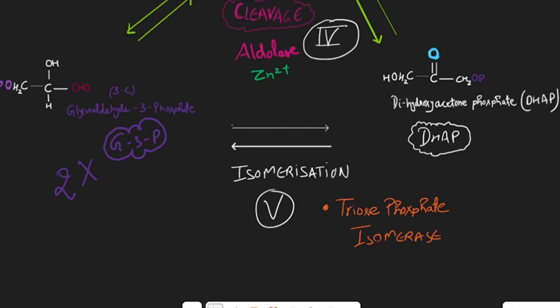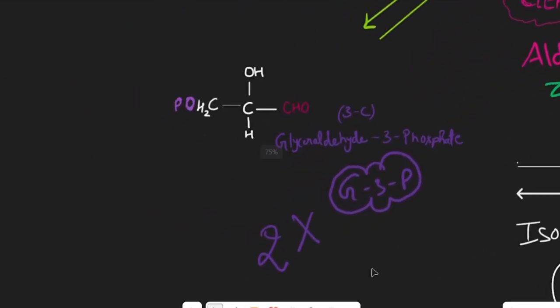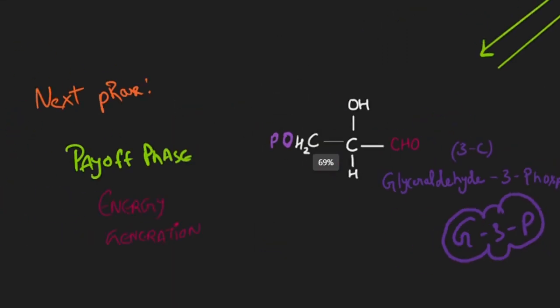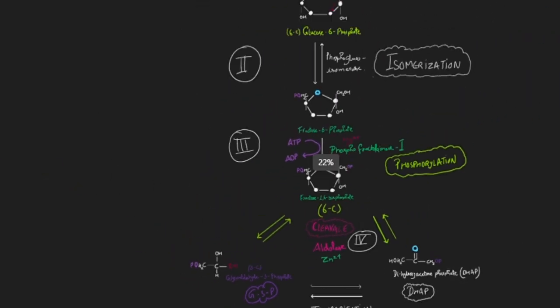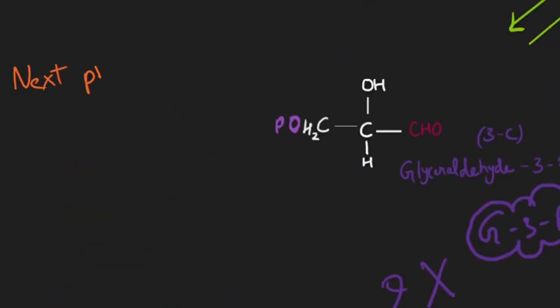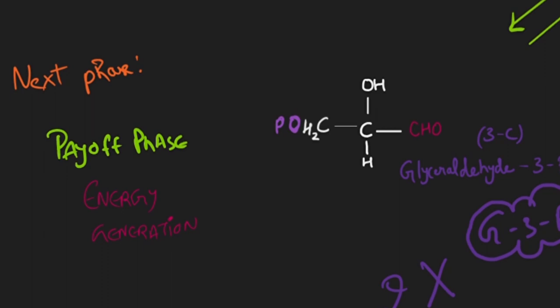DHAP के glyceraldehyde 3-phosphate में conversion होने की वजह से we will get 2 molecules of glyceraldehyde 3-phosphate or G3P, which is a 3-carbon compound. और इसी के साथ हमारा पहला फेज यानी कि प्रेपरेटरी फेज और एनर्जी इन्वेस्टमेंट फेज होता है समाप्त. आफ्टर द फर्स्ट फेज एंड्स, ग्लाइकोलिसिस का दूसरा फेज शुरू होता है. दिस फेज इज पे ऑफ फेज और एनर्जी जनरेशन फेज.